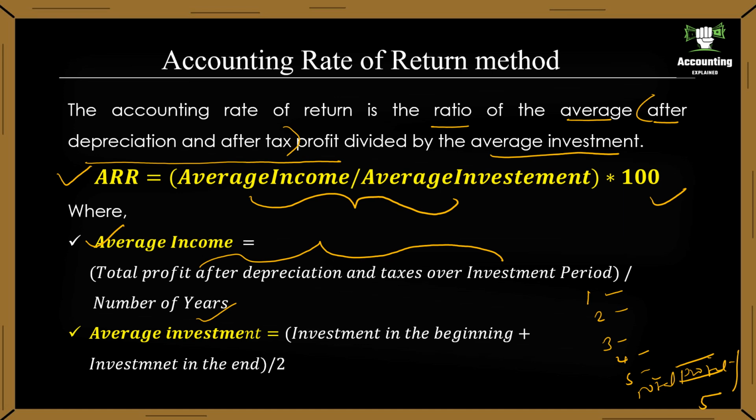And average investment is investment in the beginning plus investment in the end divided by 2. First, initial investment should be taken, and if there is going to be any investment in the end, that should also be added to the initial investment, and both divided by 2 will give you the average investment.